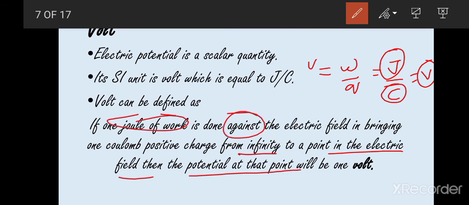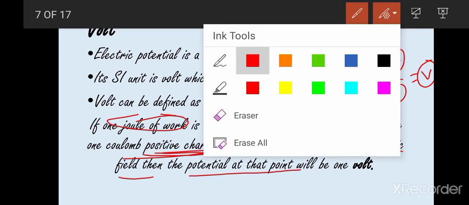Why is it against? Because we are taking a positive charge inside the electric field of a positive charge, so we have to do some work against the electric field, as from a positive charge the electric field is drawn in the outward direction, and we are bringing the charge in, so it is against the field. So we can say that the work done in bringing 1 coulomb positive charge from infinity to a point in the electric field, then the potential at that point will be 1 volt.